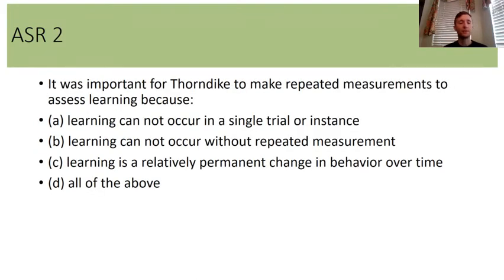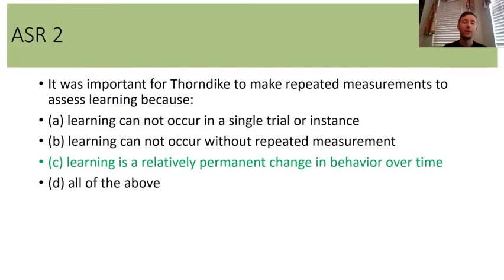ASR 2. It was important for Thorndike to make repeated measurements to assess learning because A, learning cannot occur in a single trial or instance. B, learning cannot occur without repeated measurement. C, learning is a relatively permanent change in behavior over time. Or D, all of the above. Give a few more seconds. Alright, I'll close the poll. And the answer here is C, learning is a relatively permanent change of behavior over time.